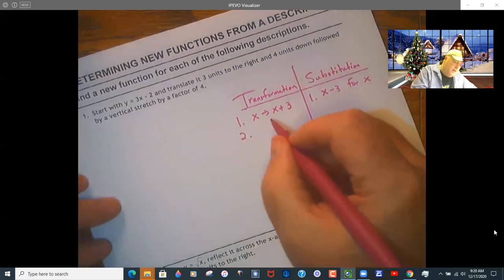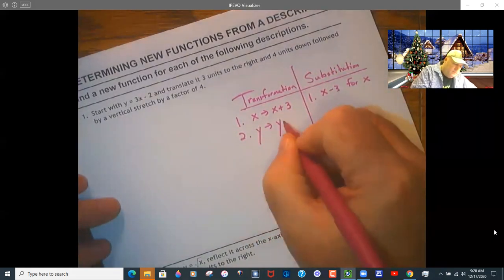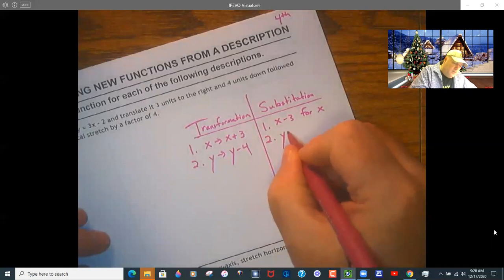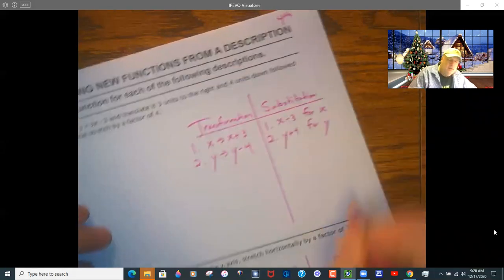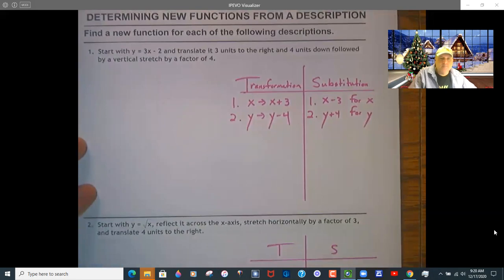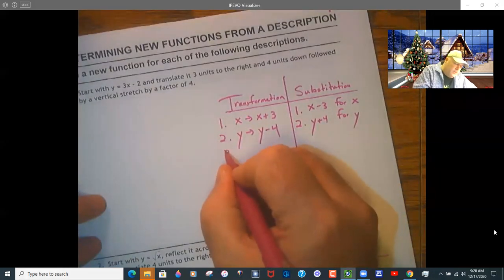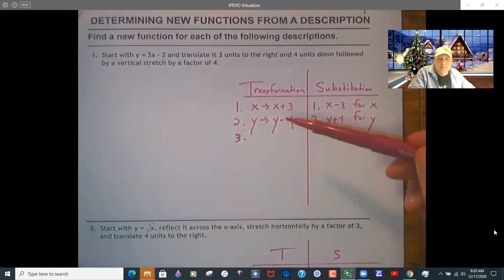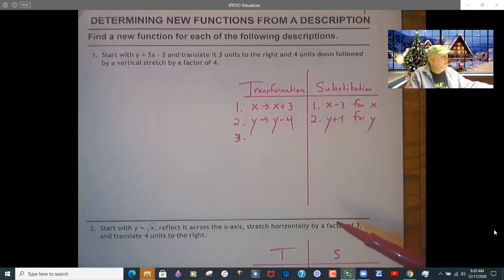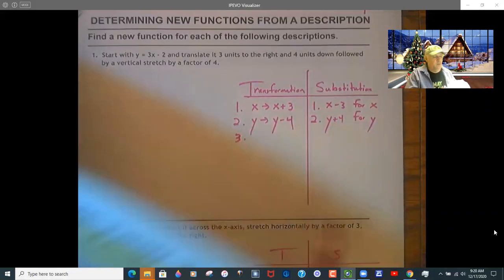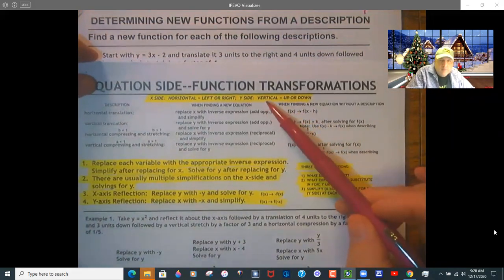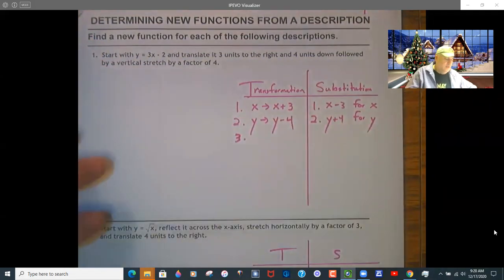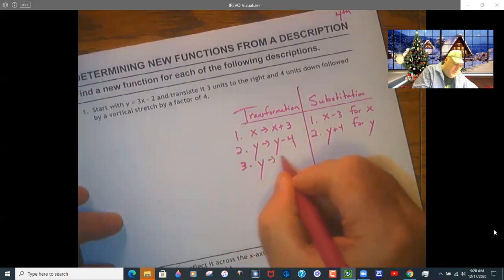Okay, 4 units down. That's 4 units down. But we're going to substitute in y plus 4 for y, and then we're going to solve for y. Followed by a vertical stretch by a factor of 4. So vertical's up and down, which is the y direction. And if you get confused, am I dealing with x or y here? Just come back here to your trusty notes and somewhere it's on there. I mean, if you get stuck. So a vertical stretch by a factor of 4.